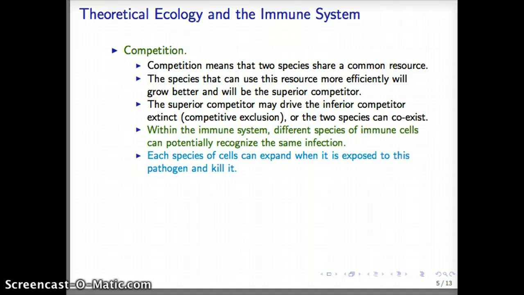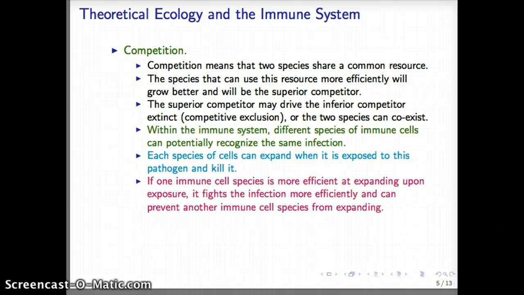So each species of cells can expand when it is exposed to a pathogen, and they may kill the pathogen. So we can then say that if one immune cell species is more efficient at expanding once there is an activation, when there is one of these calls, then it fights the infection more efficiently and can prevent the response by another species of immune cell. So if one does the job quickly, that prevents the other species from expanding.